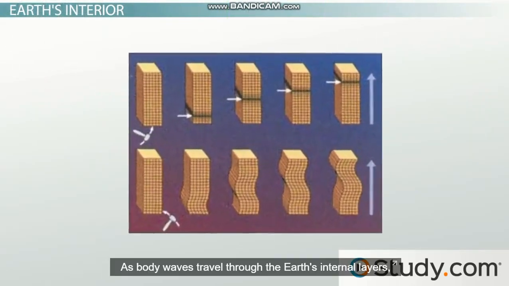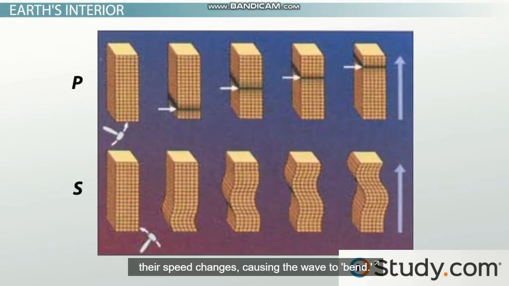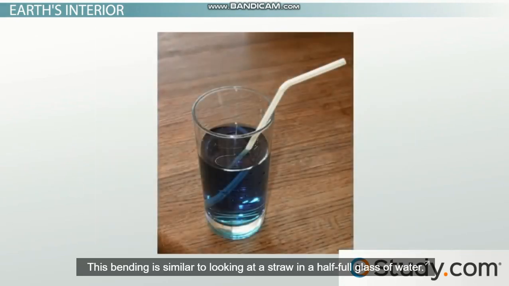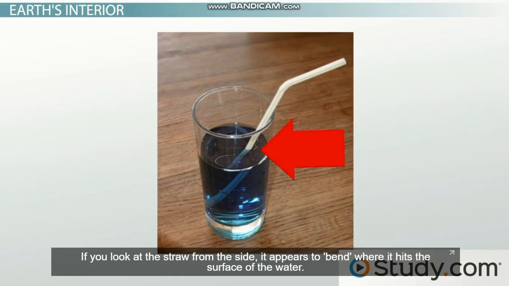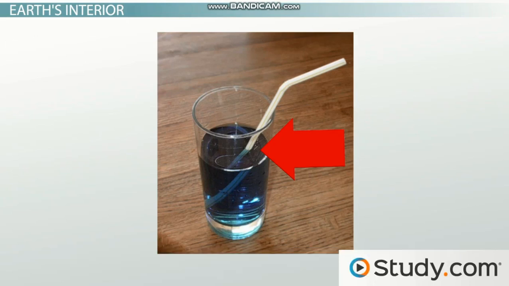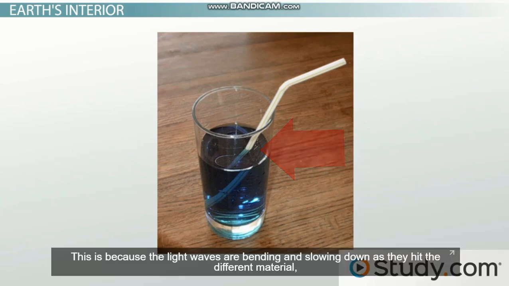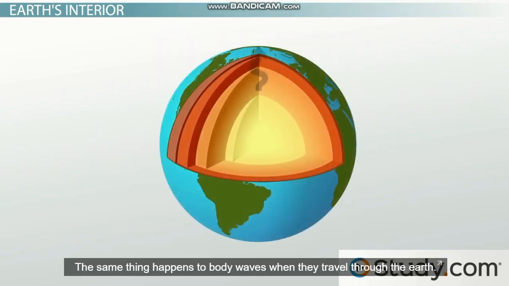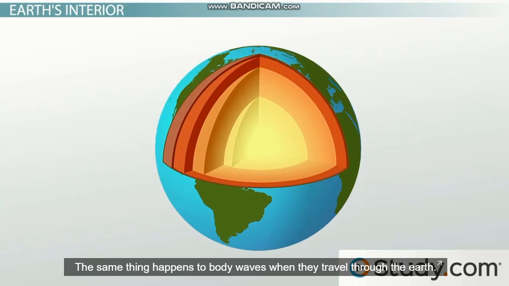As body waves travel through the Earth's internal layers, their speed changes, causing the wave to bend. This bending is similar to looking at a straw in a half-full glass of water. If you look at the straw from the side, it appears to bend where it hits the surface of the water. This is because the light waves are bending and slowing down as they hit the different material, in this case, the water. The same thing happens to body waves when they travel through the Earth.